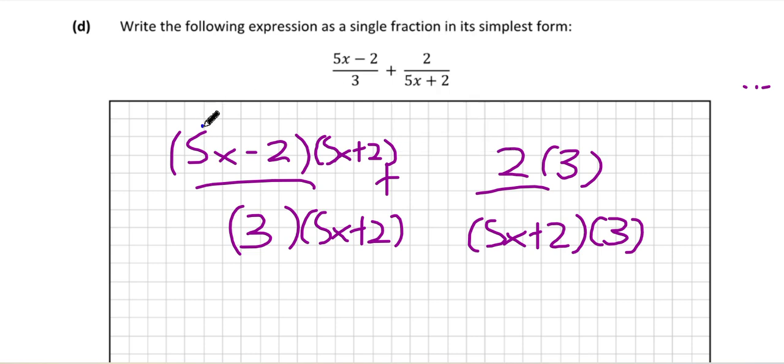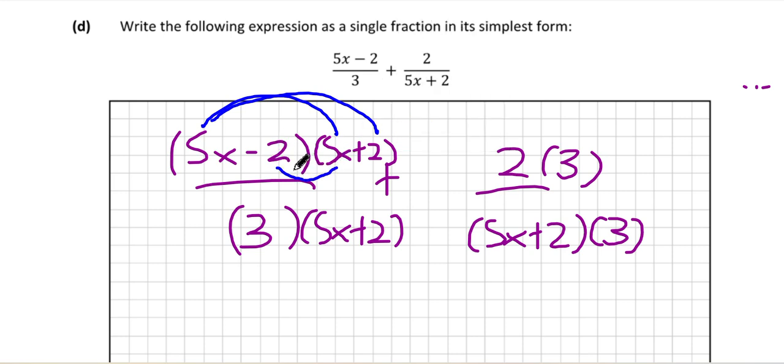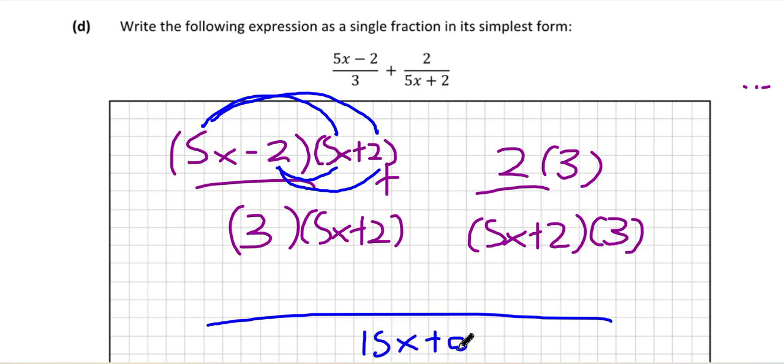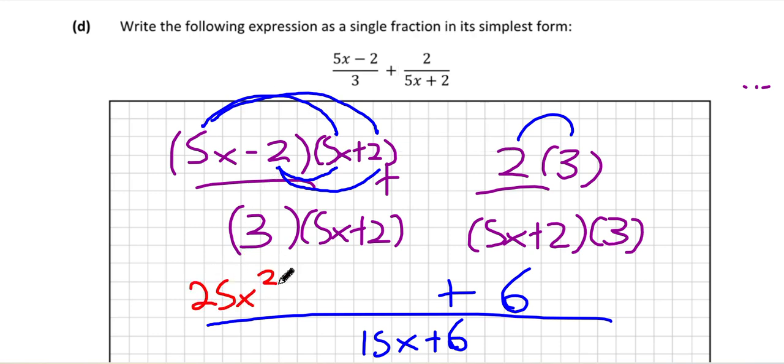So you should be multiplying the 5x by the 5x, the 5x by the 2, and then you should be multiplying the minus 2 by the 5x and the minus 2 by the 2. What do we know the common denominator is going to be? 15x plus, we know this part over here is going to be plus 6. Now it's the other part we're concerned about. 25x squared minus 10x minus 10x plus 4.